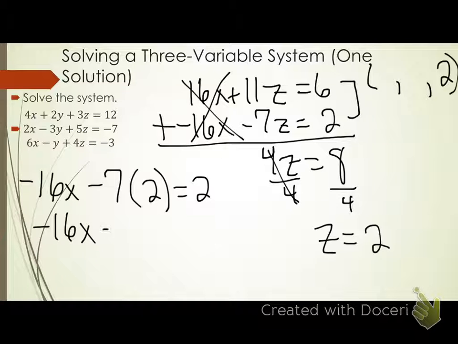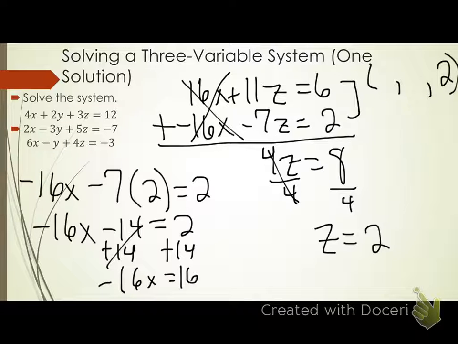Negative 7 times 2 gives me negative 14. Add 14 to both sides. I get negative 16x equals 16. Dividing both sides by negative 16, I get x equals negative 1. So there's another one of my variables within my ordered triple.